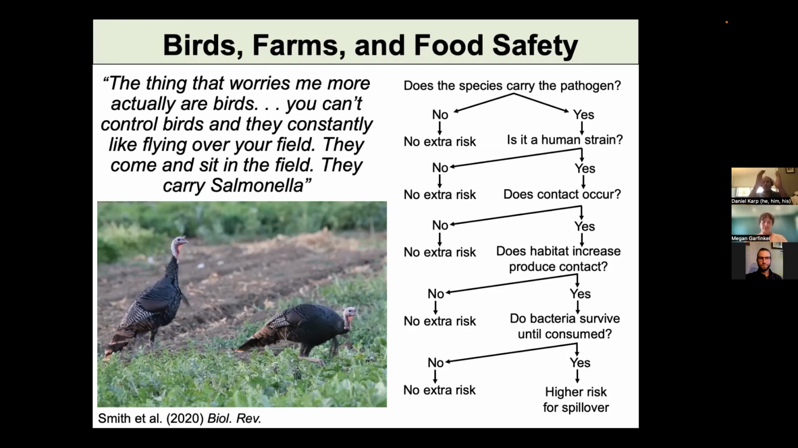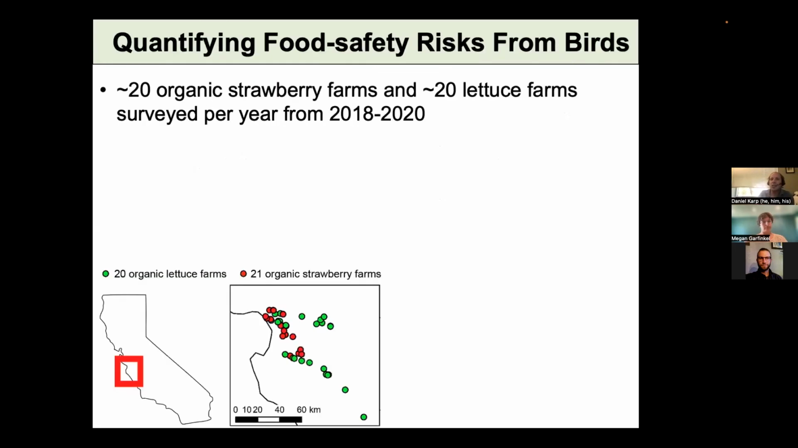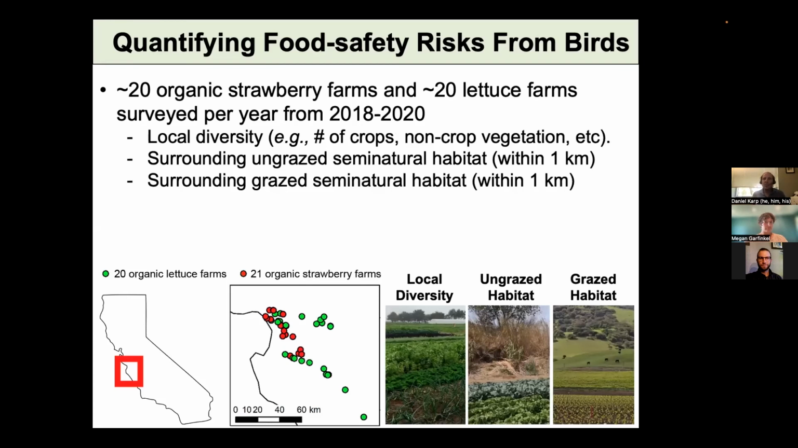So thinking about this whole chain of events, I'm going to narrow in on a couple parts of this chain, and we're going to look at two different studies today. We're going to look at a study of strawberry fields and of lettuce fields, 20 of each of them, surveyed for a variety of different things per year from the years 2018 to 2020 in the Central Coast of California, all right?